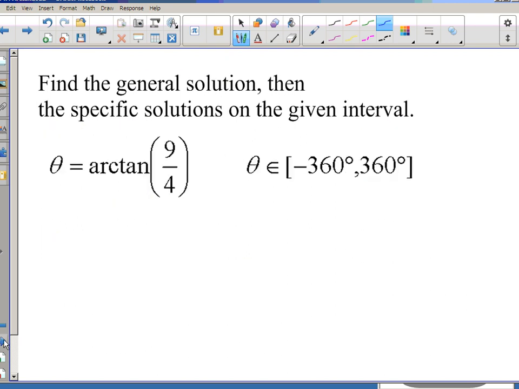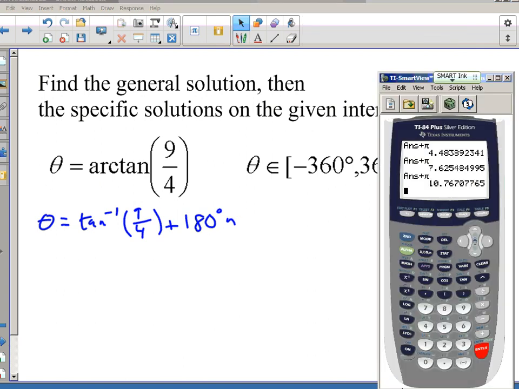Now let's have you try this. Go ahead and get started, and we'll go from there. Please remember now we're in theta, it's degrees, and we're allowing negative 360 to 360. Okay, hopefully you were able to get a good start on this. We know that theta equals the inverse tan of 9 over 4, in this case plus 180n. And I need a calculator for the inverse tan of 9/4. Oh, but I also need to be in the correct mode.